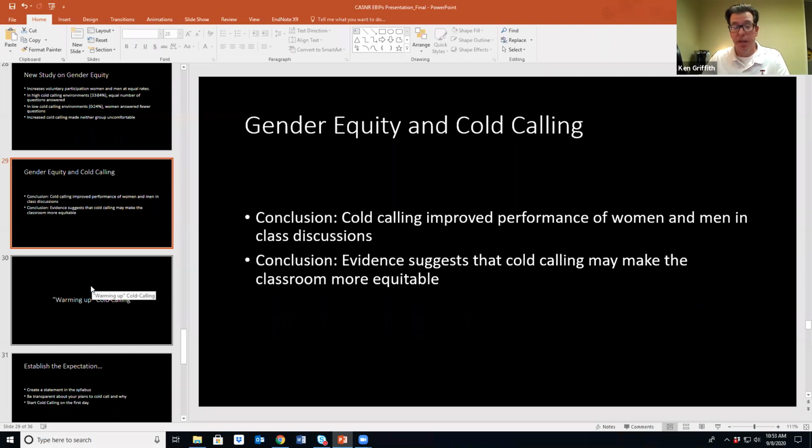But what we find, as in the first slide that I showed, is that cold calling actually increases volunteerism. So you really will only need to cold call a couple of class periods. I see that in my classes all the time. I start off cold calling, but then I don't need to after the first few class periods because they're jumping in, even in these giant classes that I teach, 300, 400 students at a time.